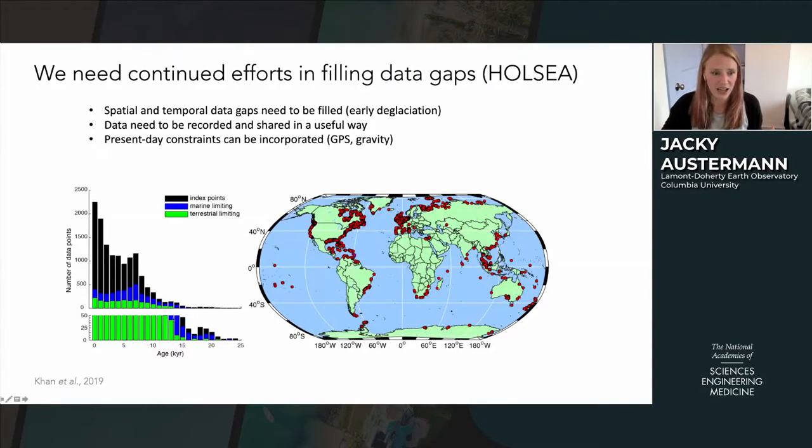So the more data we have over this time period, the better this imaging of the viscosity will work. I should also say that we're mostly limited to the Holocene, where not that much ice change happens. So if we have more deglacial records, it would be better. Those are, of course, much harder to get to because most of them are submerged today. We can also start incorporating present day constraints, GPS, gravity, and there was already a lot of talk about that today.